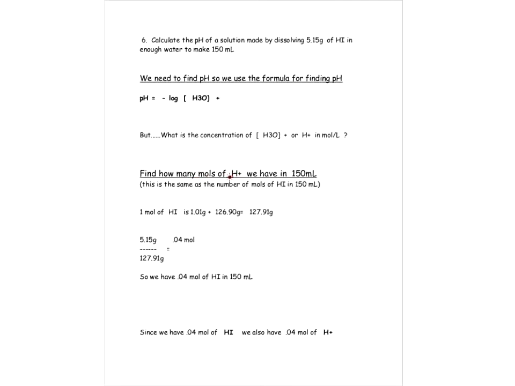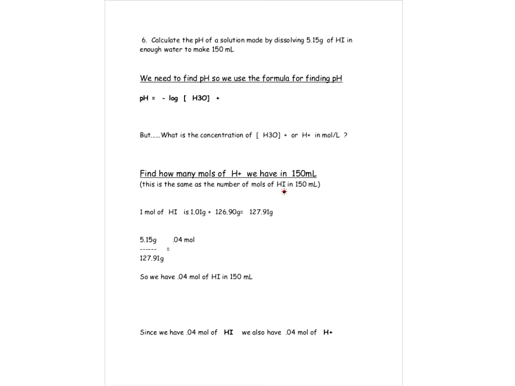Now, here's something really important to notice. We're looking for the concentration of H plus, eventually in moles per liter to use in this formula. But in the question, we're not given H plus, we're given HI, so we need to deal with moles of HI. But whenever you've got a mole of HI, you've also got a mole of H plus, right? Because each mole of HI is equal to a mole of H plus and a mole of I. That's really important to note.